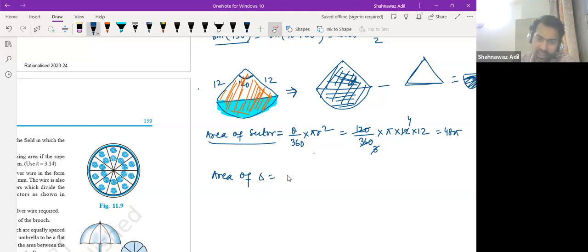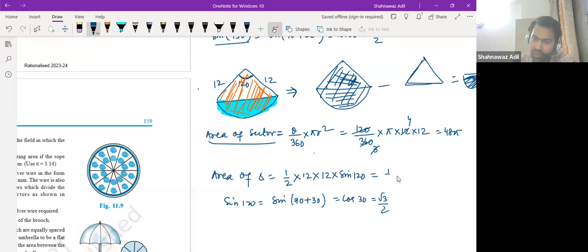Okay, so area of a triangle is half a b sine theta. a is 12, b is 12, and sine of 120. We have calculated that sine of 120 is sine of 90 plus 30, which is cos of 30, which is root 3 by 2. So 1 by 2 times 12 times 12 times root 3 by 2. So this is 36 root 3.